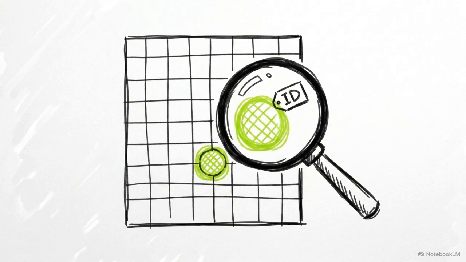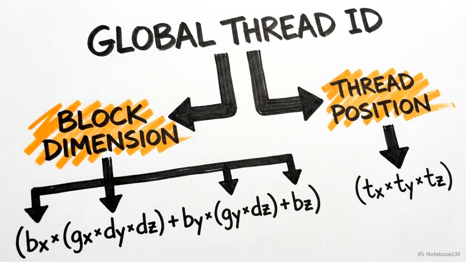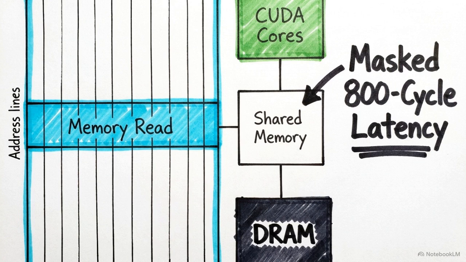To map a single software thread directly to its physical hardware data, you must calculate its unique global identity. The one-dimensional index formula is index equals blockIdx.x multiplied by blockDim.x plus threadIdx.x. CUDA programming requires precise choreography of memory, forcing warps to use coalesced global reads and maximizing shared memory to mask the 800-cycle latency of physical DRAM.